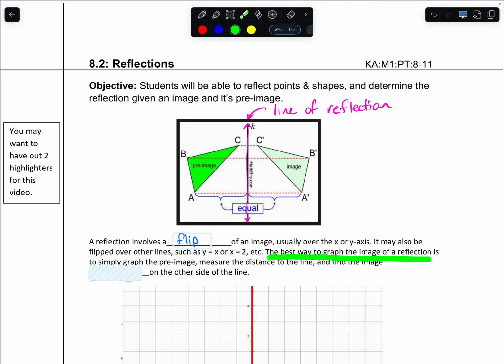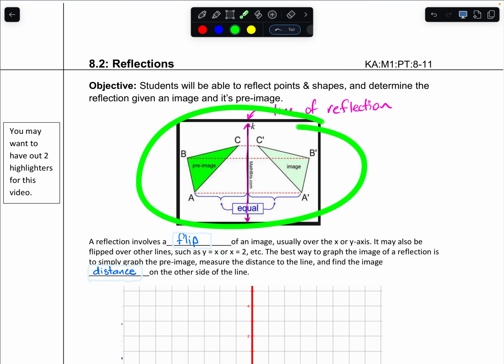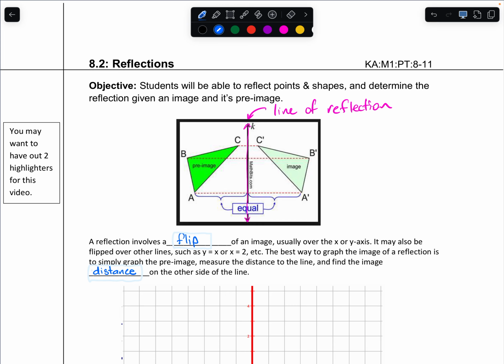The best way to graph the image of a reflection is to graph the pre-image, measure the distance to the line, and then find the image distance on the other side of the line. It's a little wordy, so I'm just going to break that down a bit. Taking a look at our picture here, I'm just going to start at the top. Here's point C. This is a point on our pre-image, our before, what we start with.